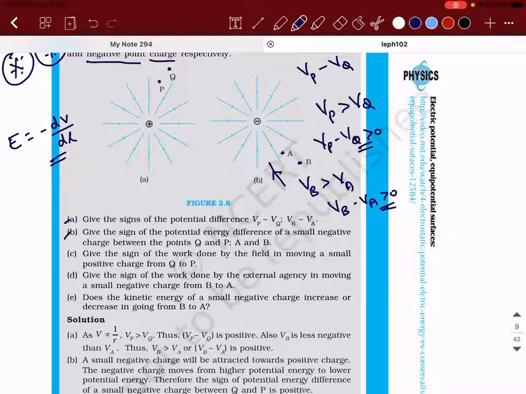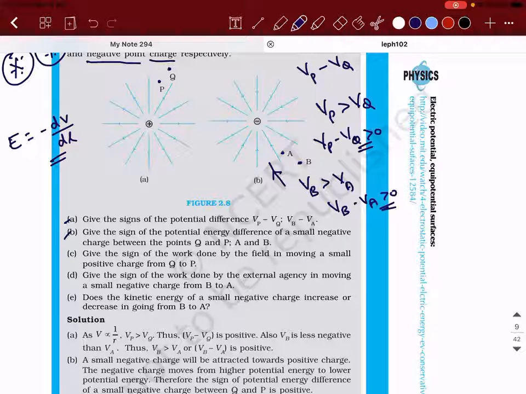Next. Now, read the second question carefully. Okay, don't be in a hurry. Read it carefully and tell me how we are supposed to solve this. Give the sign of the potential energy difference between which two points? Between the points Q and P and A and B. Read the points carefully, right?